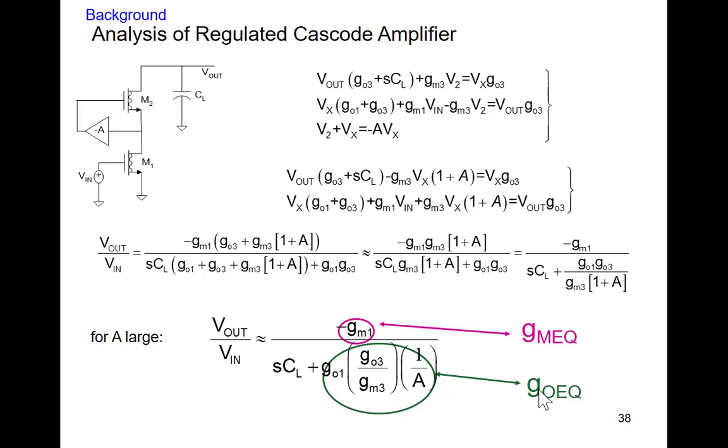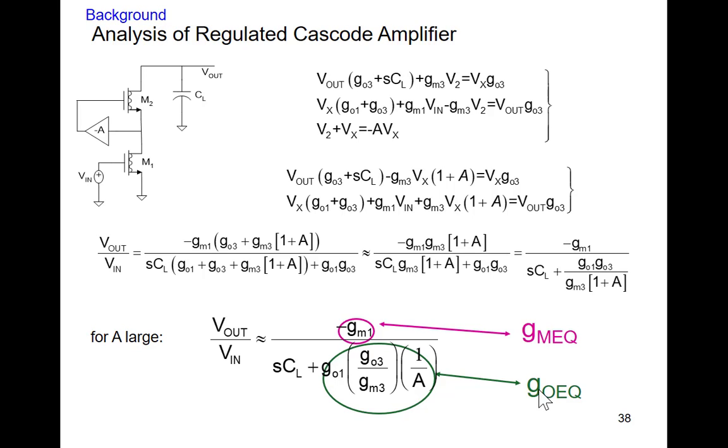And then if I observe that G outs are small compared to the GM, and I assume A is large, I get V out over V in is equal to minus GM1 over SCL plus G out 1, G out 3 over GM3 times A. This is exact, this is approximate, and if A is large, I can replace 1 plus A by A. So I get this expression here.